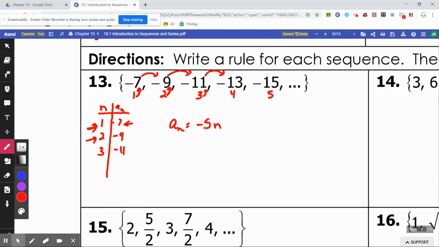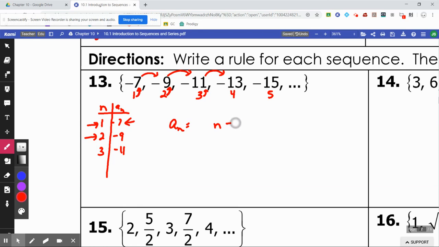Let's multiply maybe -5 times my n values. If I were to multiply -5 times 1, I get -5. And then if I were to subtract 2 more, that'd give me my -7. Let's check it for the second one. -5 times my 2 would be -10. And then when you subtract 2 more, that would give me -12. So that doesn't work.